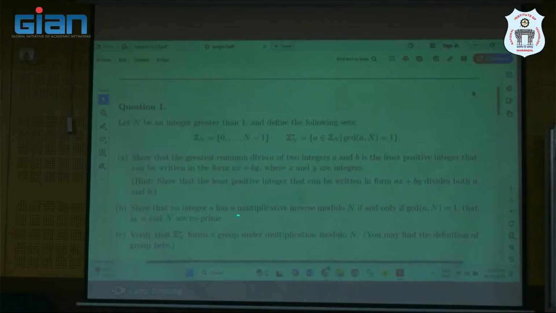Show that integer A has a multiplicative inverse modulo n if and only if GCD of A and n is 1, that is A and n are co-prime. Okay, firstly let us verify that Z star n forms a group under multiplication.